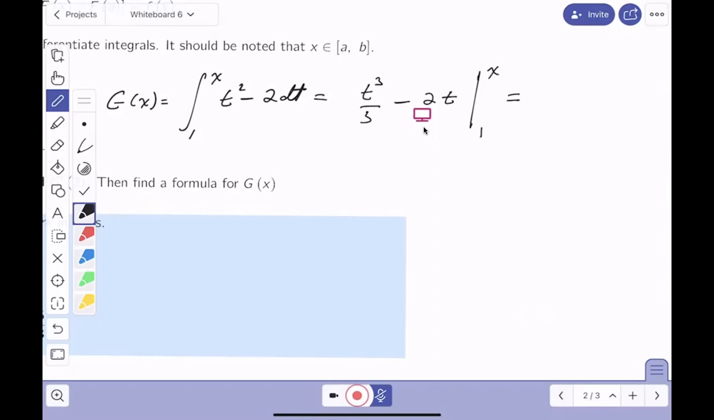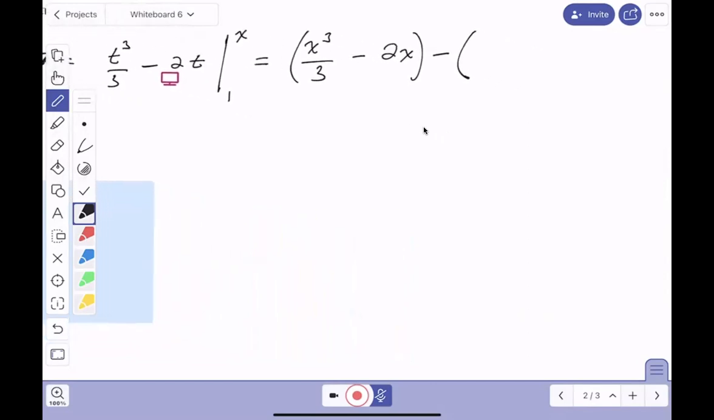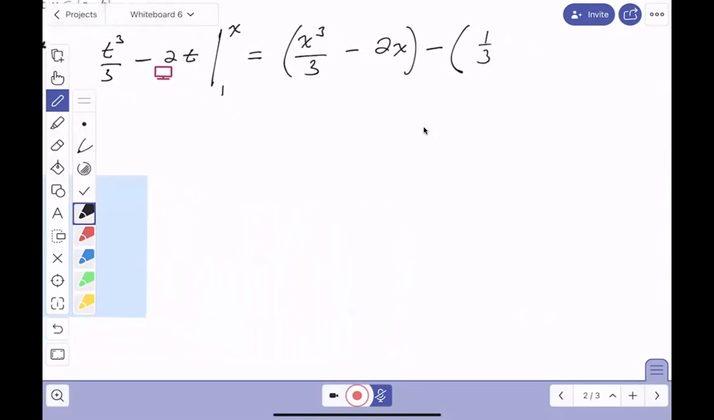We have a key to check, and we'll certainly answer their questions. What would you get over here? X cubed over 3 minus 2x minus, I got to do the lower limit now. That's 1/3 minus 2. I'm going to clean it up a little bit. It's going to be x cubed over 3 minus 2x. And then what do you get? 1/3 minus 2 is minus 5/3. Minus a minus 5/3 is plus 5/3.